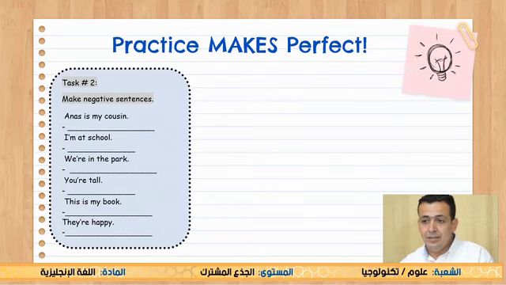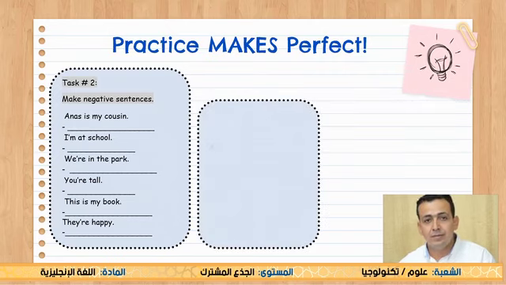Anas is my cousin. I am at school. We are in the park. You are tall. This is my book. They are happy. So, the first. So let's take the first sentence, please. Anas is not my cousin. So as you can see here, is is the verb, and we add not, so it becomes is not. Anas is not my cousin.